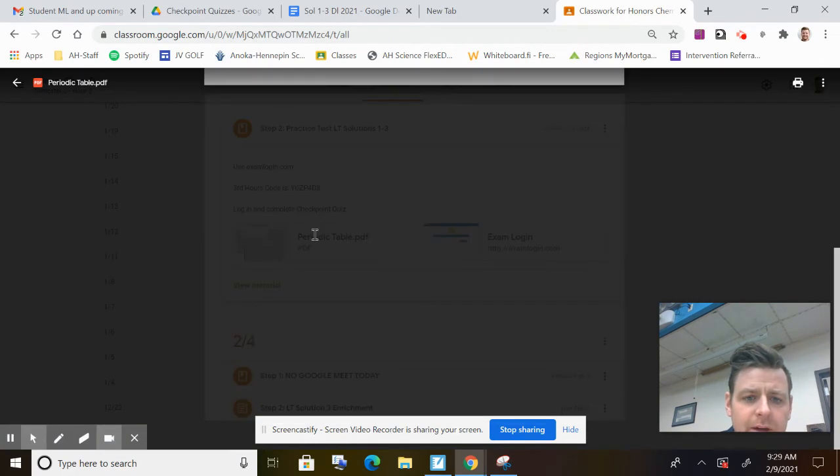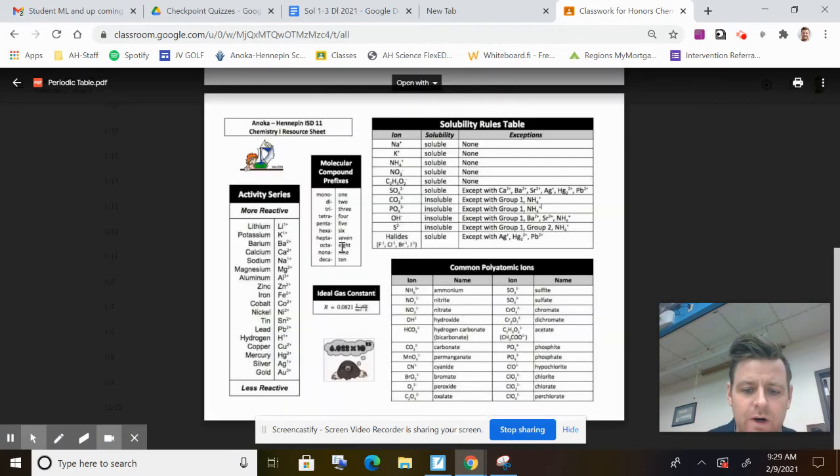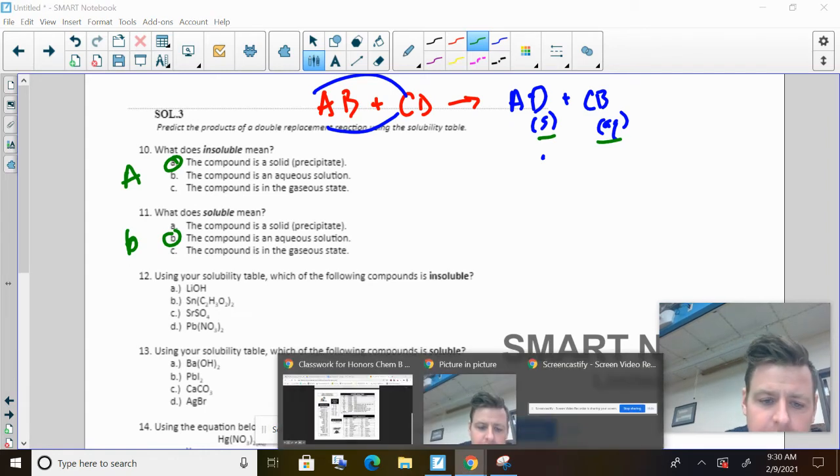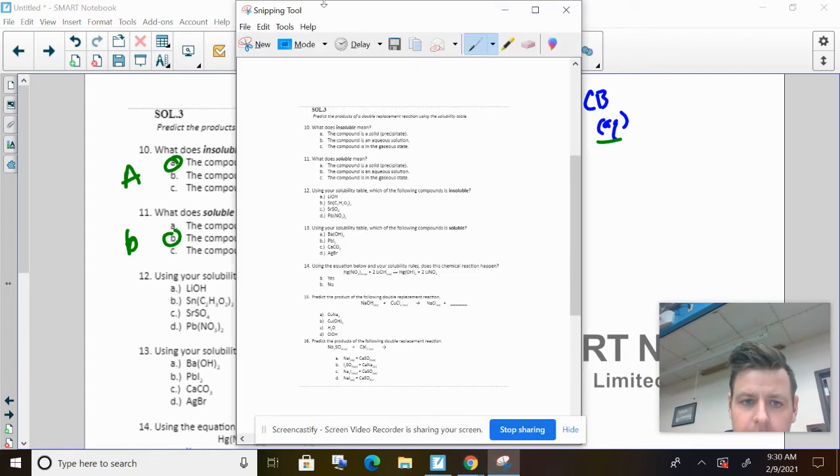Pull up your periodic table, and we go to the chart. So if I go to the chart here, what I'm going to find out is which one is insoluble. Let's just do this. This will be easier.